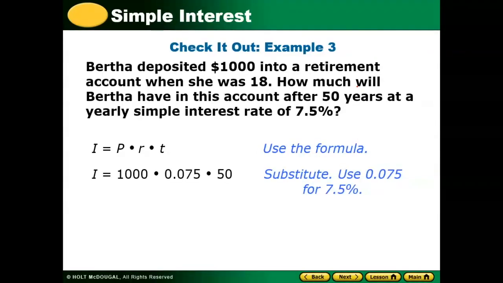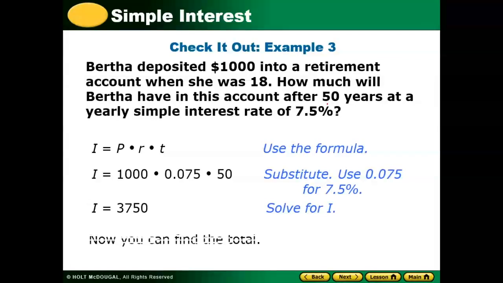So our principal amount that she invested was $1,000. The rate was 7.5%. We divide that by 100, so we get 0.075. And the amount of time it was in the account was 50 years. So she put it in when she was 18, but it sat there for 50 years. So the 18 actually has nothing to do with it in this question. It's just there to, not necessarily trick you, but just give you more information. So when we calculate that, we find that Bertha would have made $3,750.